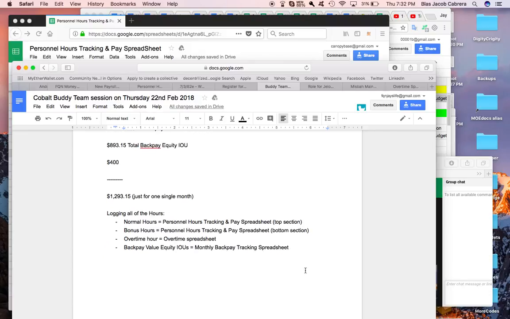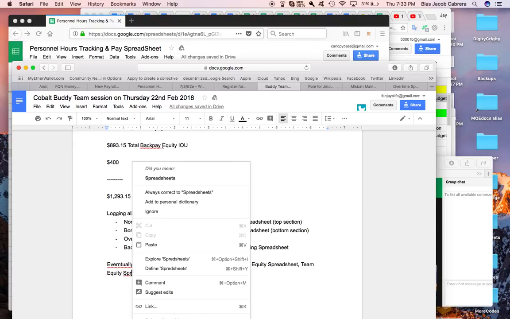Cool, and then eventually all of this goes into the equity spreadsheets: the daily equity spreadsheets, the team equity spreadsheets, and the network equity spreadsheets. So this is the part that we haven't done yet.